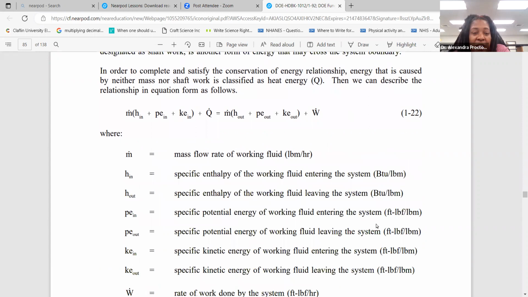Okay, and then they define the variables. m is the mass flow rate of the working fluid, and you know that every time you divide something by time, you're talking about a rate, in pounds mass per hour. h in is the specific enthalpy of the working fluid entering the system, in BTU per pound mass. h out is the specific enthalpy of the working fluid leaving the system, also in BTU per pound mass. PE in is the specific potential energy of the working fluid entering the system, in foot-pound force per pound mass.